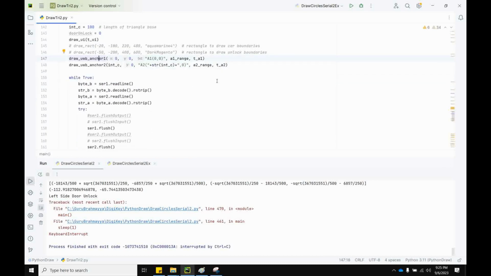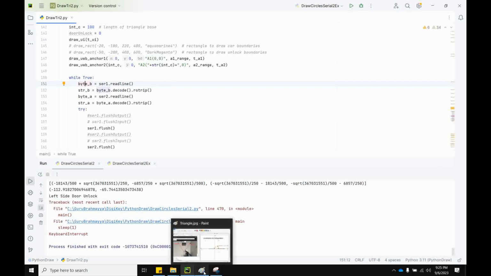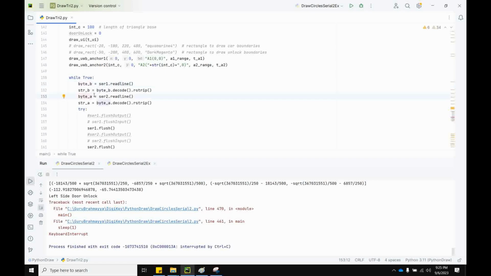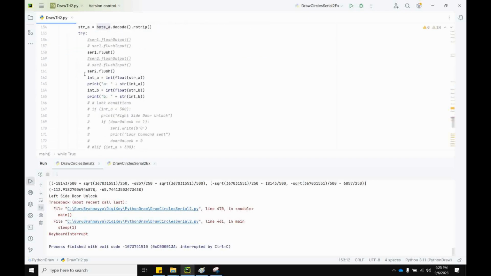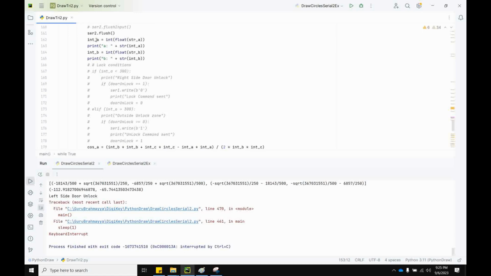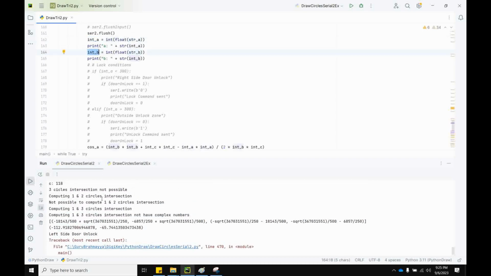Once anchor 1 and anchor 2 are plotted, I read the data from serial port 1, which I call B, and serial port 2, which I call A, and the data is stripped so that unwanted or garbage data is removed. Then whatever data I'm reading, string A I assign to int A and string B I assign to int B. I'm printing those values.